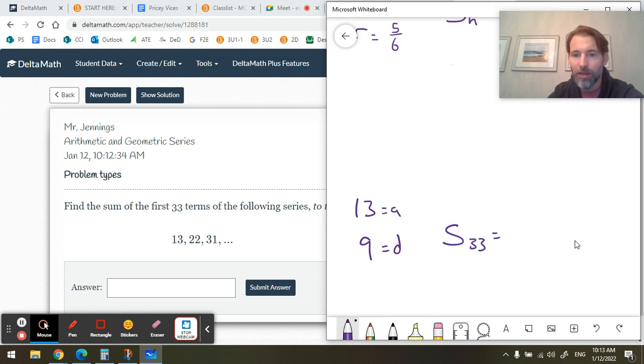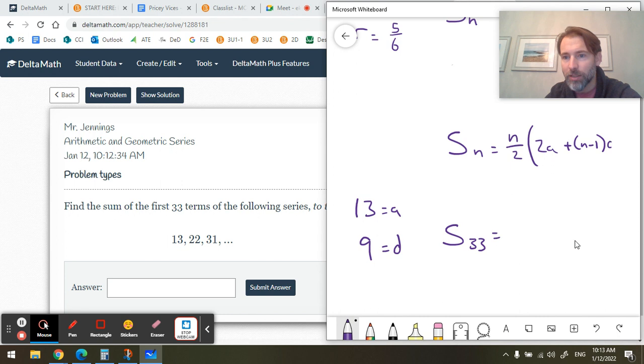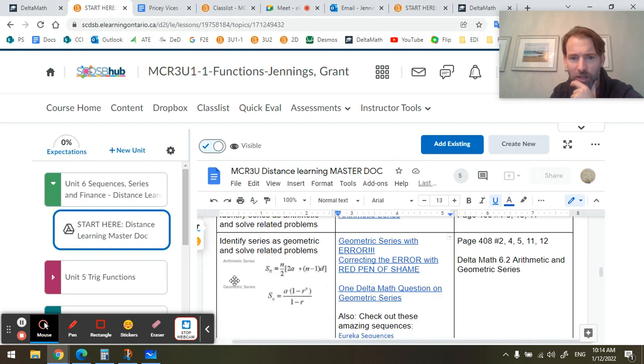All right, so the formula here, let's recall it. S of n is equal to n over 2 multiplied by 2 times a plus n minus 1 times d. And I'm like, well, let's just make sure, Mr. Jennings, that's the right formula, because what if it's not? And then you make a mistake. I just got it in the document there for you, and it's in your textbook, and it's in the videos, so there's lots of places you can find that.